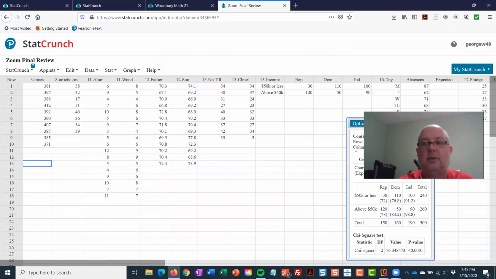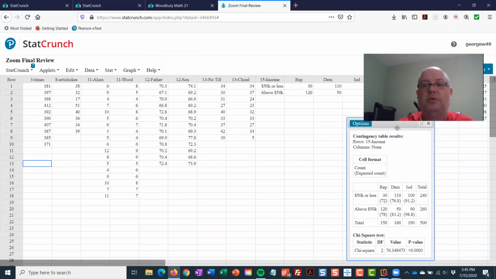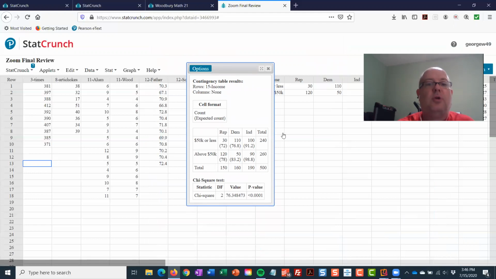Let me move this over just a bit. First, I want to look at the numbers in the parentheses inside the table. Notice that all of them are much larger than 5, so the conditions are valid. And then I need the test statistic and the p-value. The test statistic is listed under value, 76.35, and the p-value less than 0.0001. Basically, that's the lowest result that StatCrunch can give us. I want you to think of it almost like it's 0. Now, we know it's not exactly 0, but it's essentially 0.